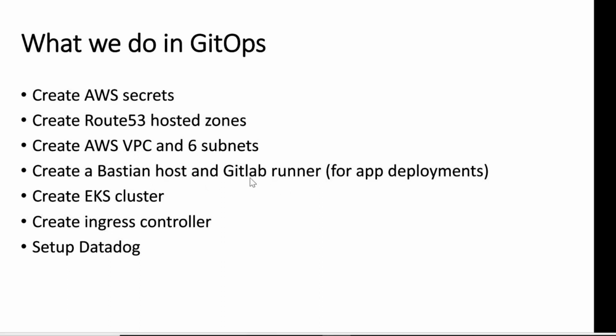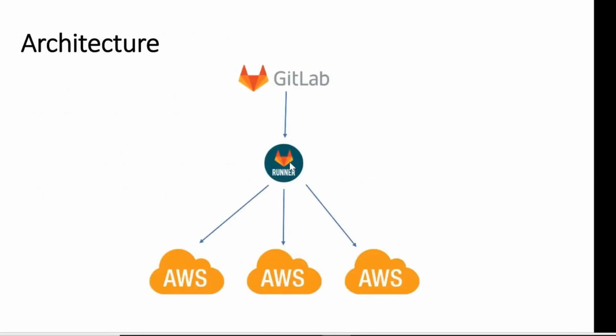Okay, so you might get confused why we are creating a GitLab runner. This GitLab runner we are using for the infrastructure deployment, not for the application deployment. Now once we have provisioned this infrastructure, developers are going to use this AWS account, right? So they need a GitLab runner to create their pipelines and other stuff.